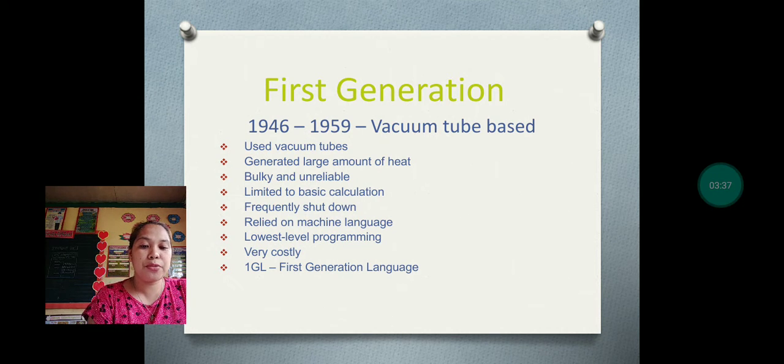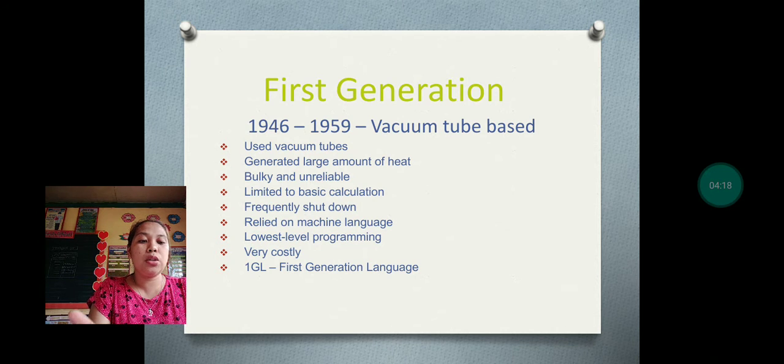Aside from that, this first generation computer used machine code as programming language. And then punch card, paper tape, and magnetic tape were used as input and output devices. So when they were going to input data, they used punch cards, paper tapes, and magnetic tapes. That is the characteristics of the first generation computer.